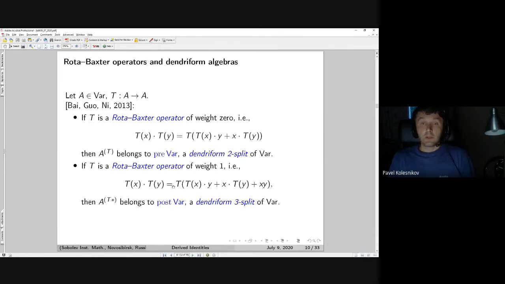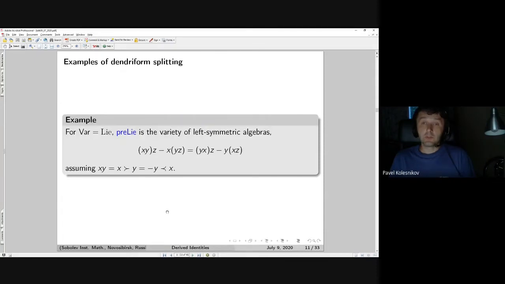Well, this result gives us a one-sided implication. If we have an algebra from Var with a Rota-Baxter operator, then what we obtain would be a pre-Var or post-Var algebra. The converse is also true actually, but I'll say that a little bit later.